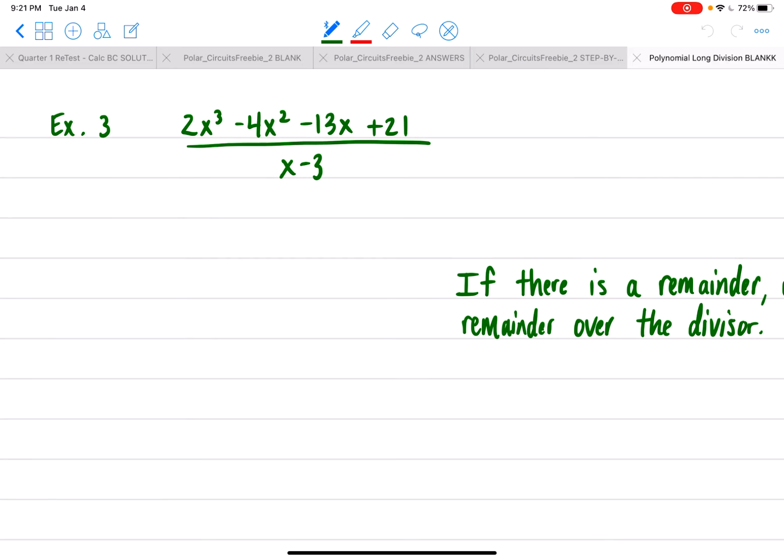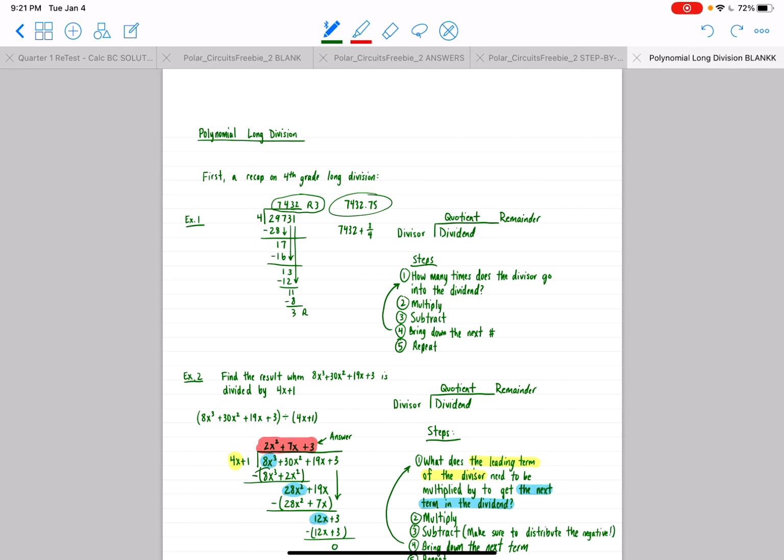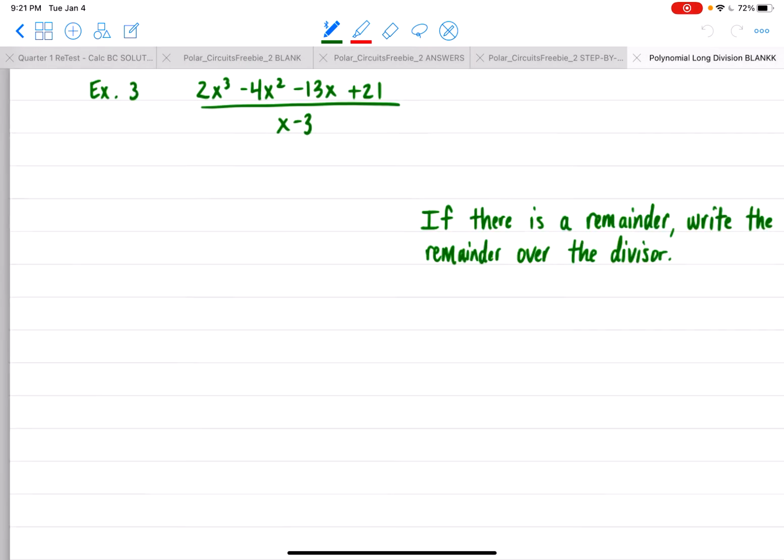How about this one? So we got 2x cubed minus 4x squared minus 13x plus 21 divided by x minus 3. So there's a note here. It says if there's a remainder, write the remainder over the divisor. Okay, so we're going to talk about that. That was kind of like our remainder here. Remember how we had 3 and we wrote it as 3 over 4? That's all we're going to do on this one. Okay, so let's do this.